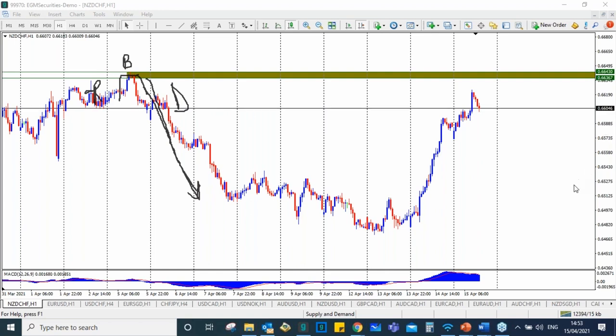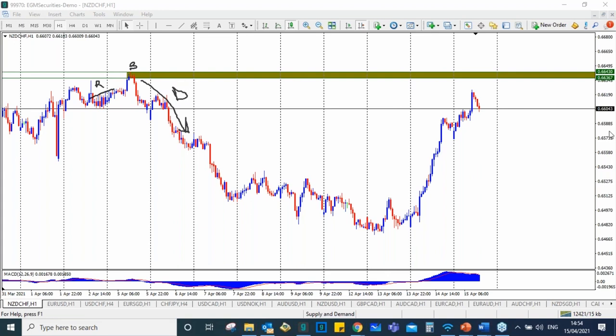First of all, you have price making an extended move to the upside. Then you have basing candlesticks forming. You have candlesticks that are moving sideways. Then that is followed by a burst of price to the downside. So that is a rally, base, drop.